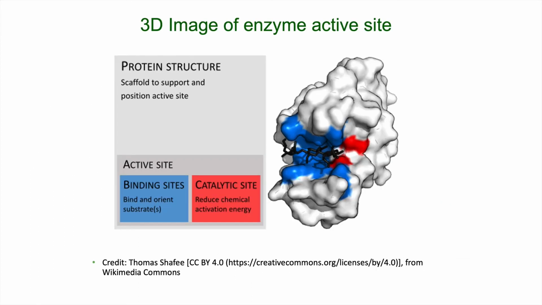This is a three-dimensional image of an enzyme active site. Remember, your protein has a three-dimensional structure. Only part of it is going to be the active site. There's also going to be next to that what's called the catalytic site, which is going to reduce the chemical activation energy needed for this reaction to proceed.